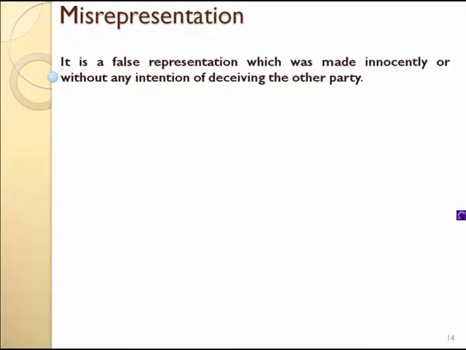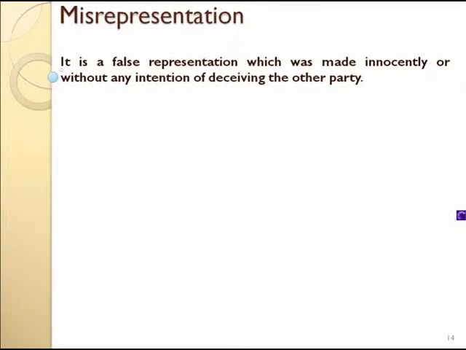Misrepresentation is a false representation made innocently by one party to the next party. If the next party believes that false representation and gives his consent, it is known as not free consent. So misrepresentation is the third point. We had already covered the first two points, which were coercion and undue influence. So what does misrepresentation mean?